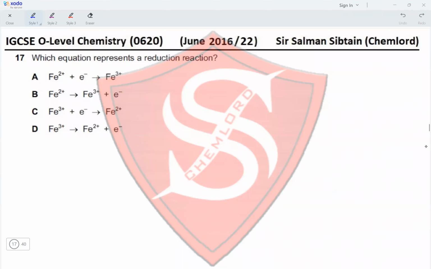Question 17. Which equation represents a reduction reaction? So Fe2+ plus electron gives Fe3+. This is incorrect. Fe2+ gives Fe3+ plus electron. This is oxidation. Fe3+ plus electron gives Fe2+. This is reduction. And Fe3+ gives Fe2+ plus electron. This is incorrect. This should be Fe3+ plus electron giving you Fe2+. So this makes option C the correct option for this question.